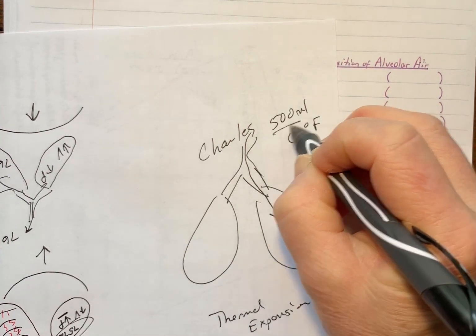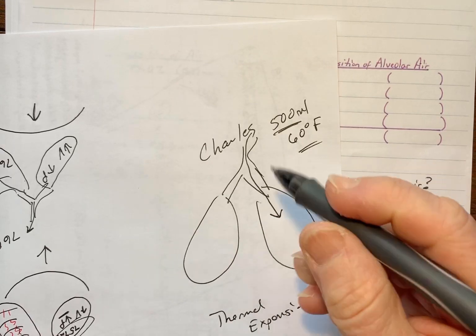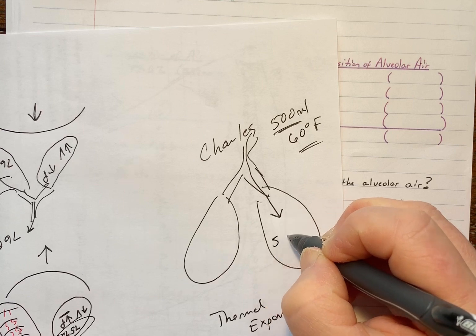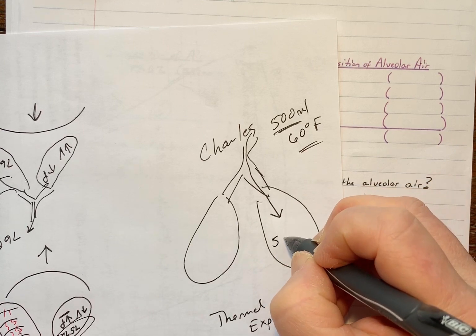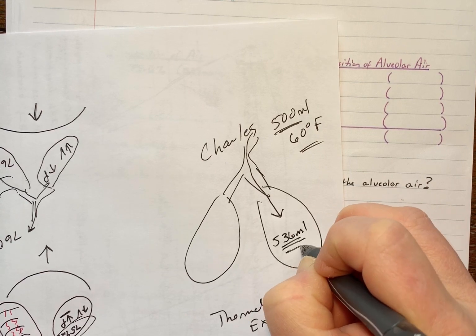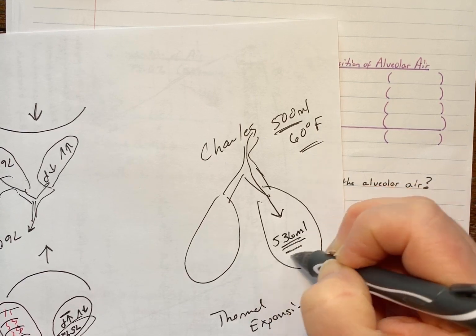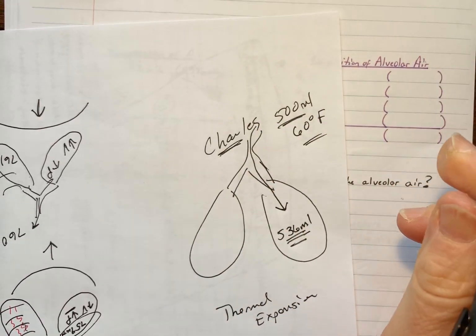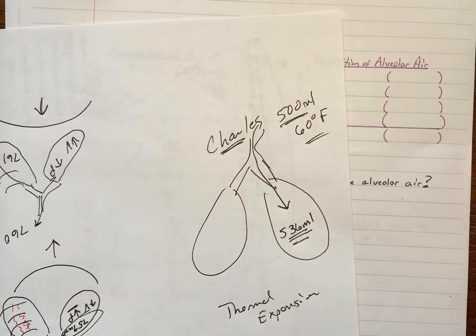So therefore, when it comes in, it heats to 99 degrees or what have you, or 98.6, it's going to go to 536 mLs. Okay, so that's going to take a larger volume than 500. So Charles's law also helps, of the 4 gas laws that we've talked about, to bring oxygen in.